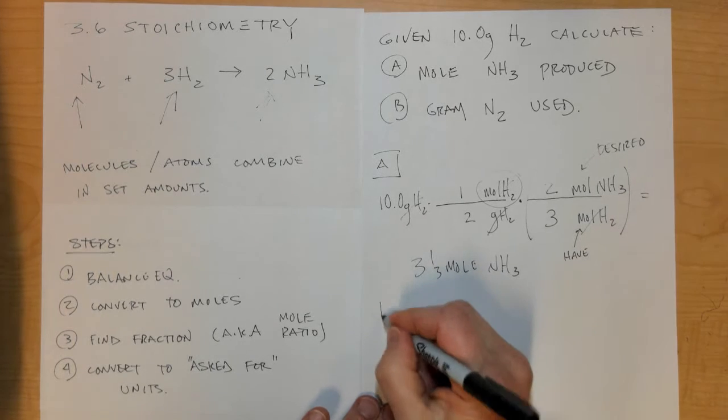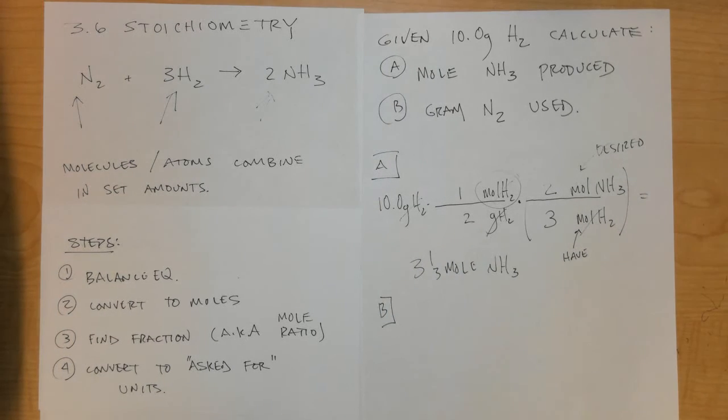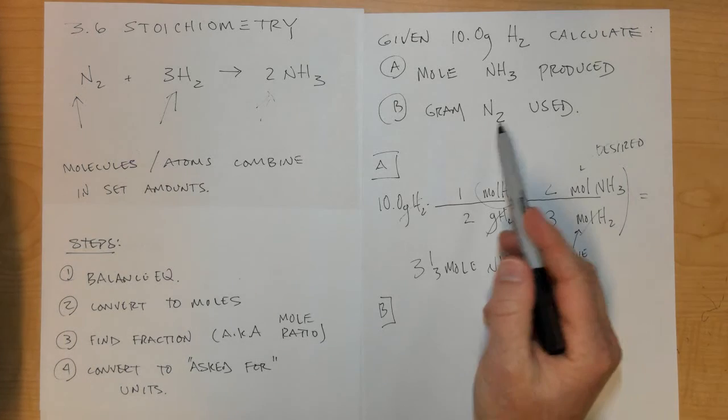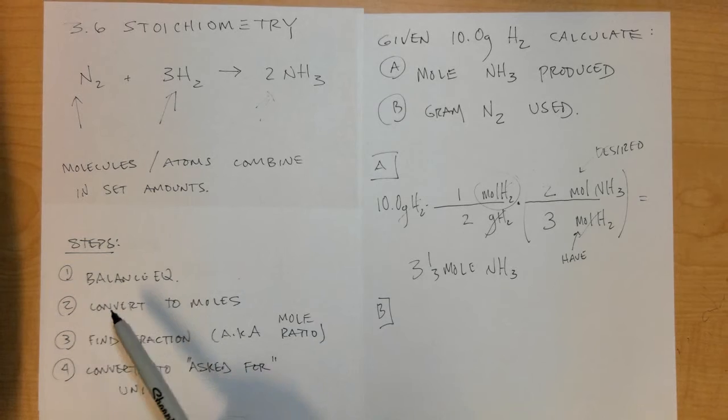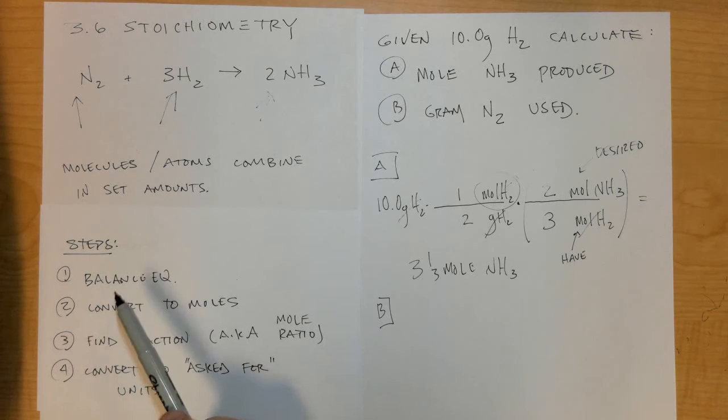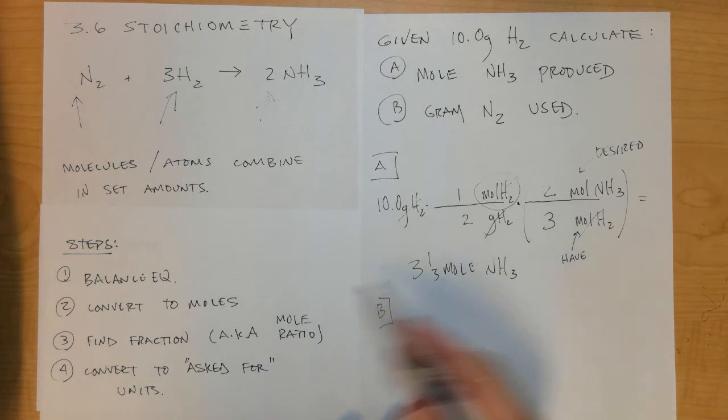Our second example problem, letter B, has us finding the number of grams of N2 that are used in this reaction. So start with the steps again. First, balance the chemical equation, given to us already. Second of all, after you have the balanced chemical equation, then convert to moles.